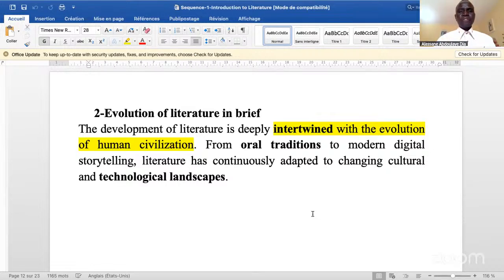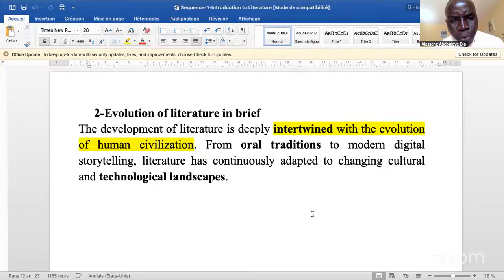So the evolution of literature in brief. The development of literature is deeply intertwined with the evolution of human civilization. What does this mean? The development or the evolution of literature is linked with the evolution of human civilization. African literature 50 years ago is not the same as African literature today. There is a logic, there is progress, and every step of humanity is related or linked to reality.